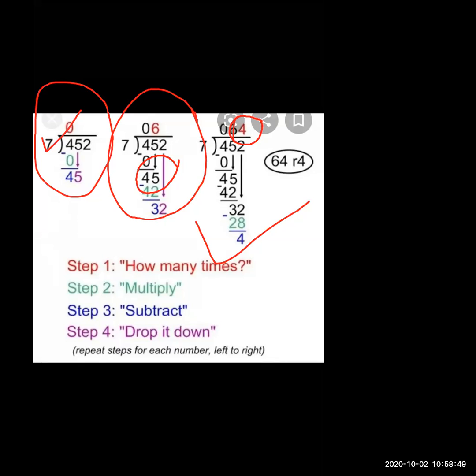35. 32 minus 35, is it possible? No. So we always want to take the smaller number over there. Okay? So 7 4s are 28. Okay?